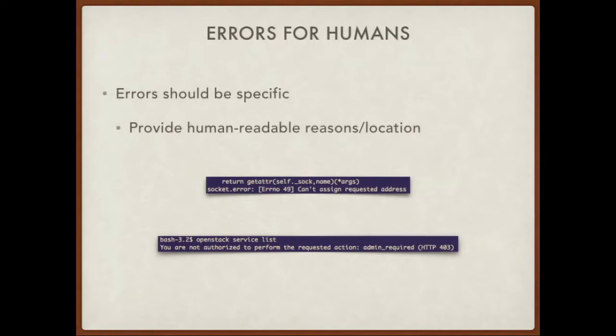Many tools do it correctly, for instance this one. You have a stack trace above, and then it gives you an error number, and it tells you that it can't assign the requested address. Well, you know how to fix that, or you know how to look it up. Imagine that this last line, the socket error, was not there, and all you get is the one on top. You wouldn't know what to do about it, or you would spend a reasonable amount of time finding it.